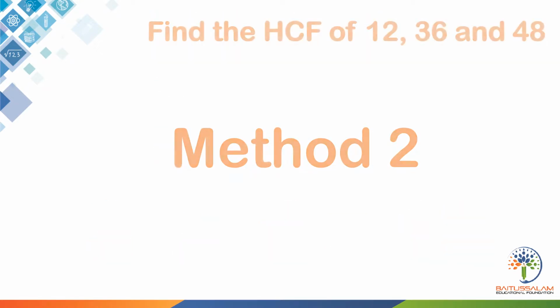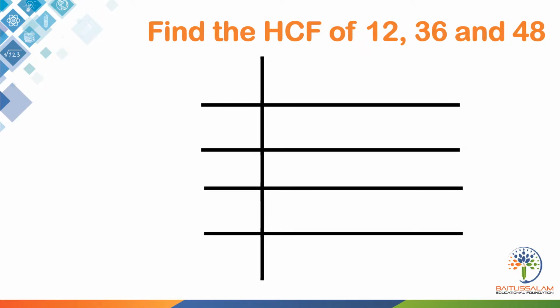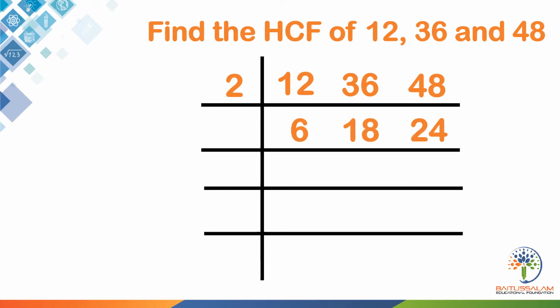Method 2. In the question given above we have three numbers which are 12, 36 and 48. First of all we need to make a table as shown. Now list the three numbers on the table. We divide all these numbers by the smallest possible prime number. In this case it is 2. Let's divide 12, 36 and 48 by 2. Now we have 6, 18 and 24.